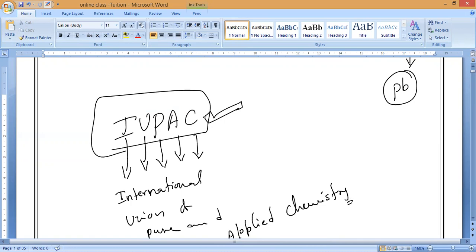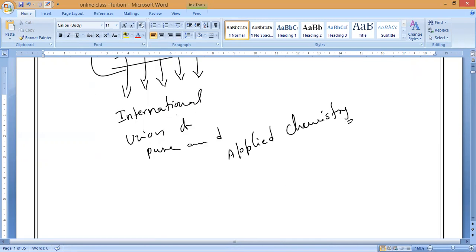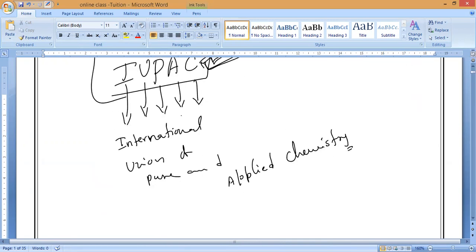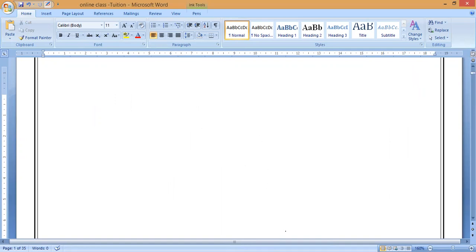They will verify the elements, verify the symbols, and keep the names of newly discovered elements. Okay, guys? That is what you have to remember. Understand? So now this is all about the symbols and the Latin names as well as the English names.